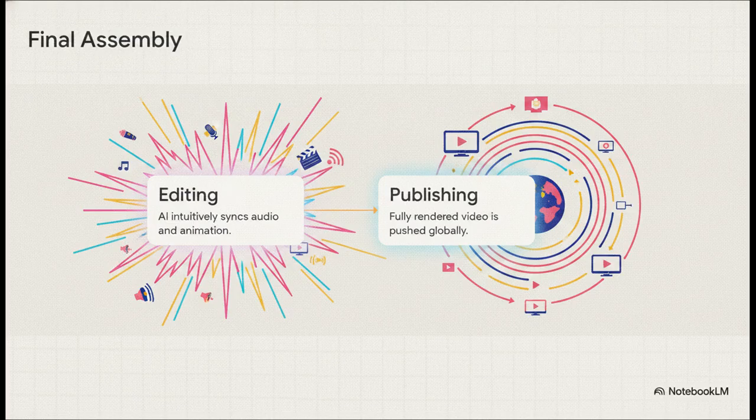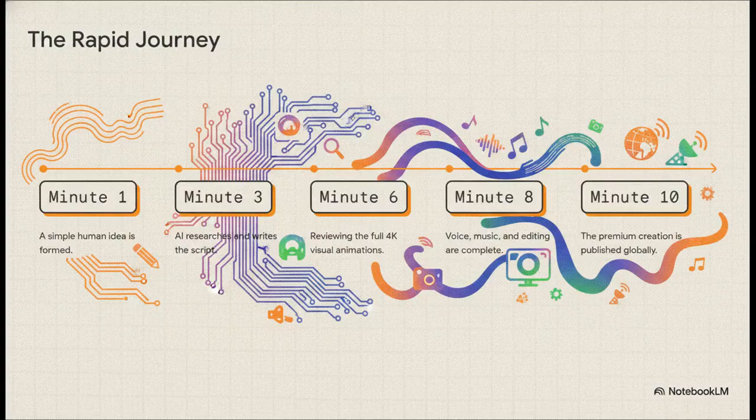And then, the grand finale, step 9, publishing. With one final command, the fully rendered 4K video is pushed instantly out to a global audience. The entire creative loop is complete. Okay, let's just take a step back for a second and look at the sheer velocity of this entire process. This timeline encapsulates the staggering speed of the future AI workflow.